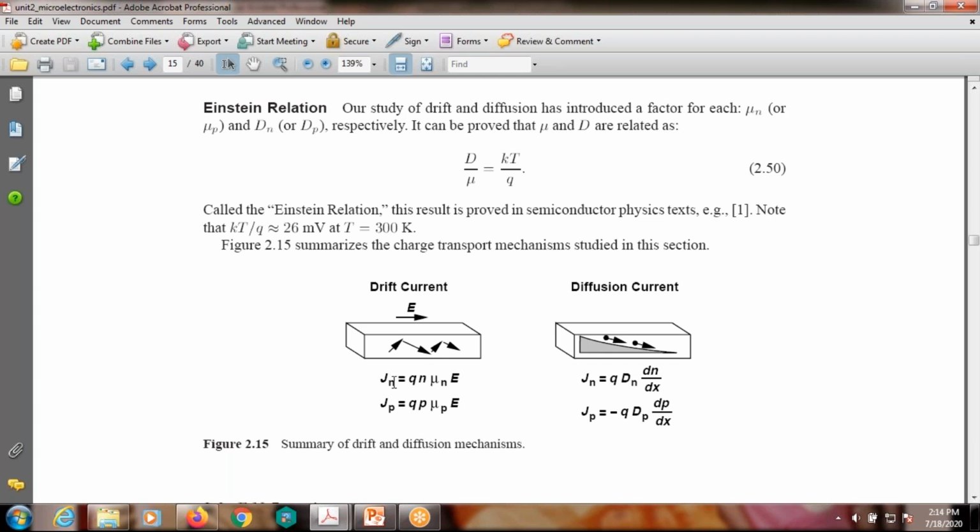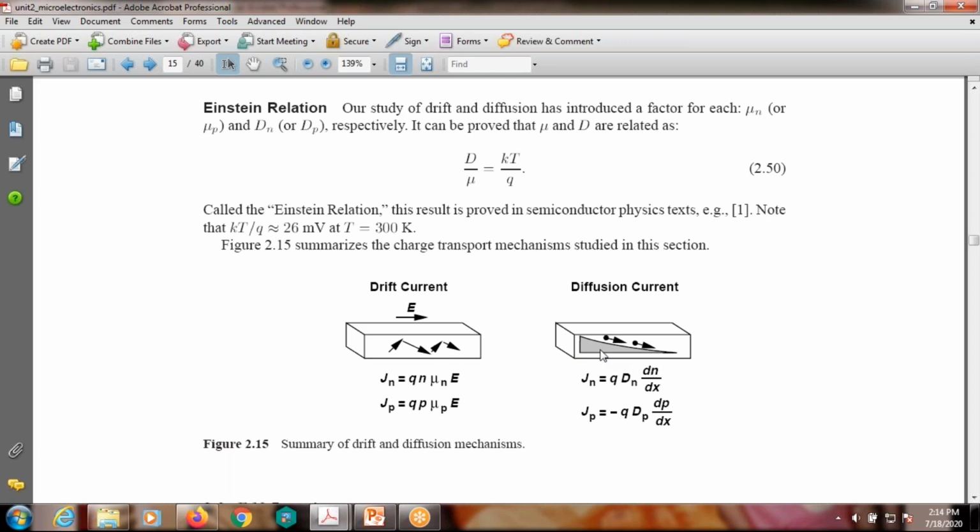So the current density due to electrons is equal to q into n into mu n into v, and the current density due to holes is equal to q into p into mu p into v. Coming to the diffusion current, without applying any voltage, or without creating any electric field, charge carriers may move from high concentration to low concentration. That concept is called diffusion.